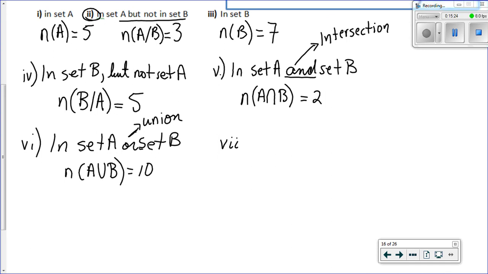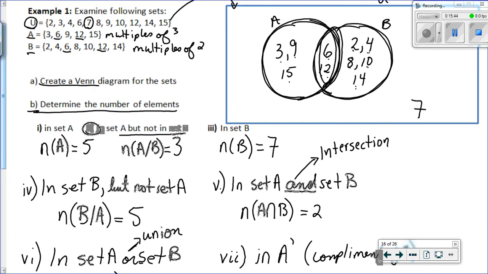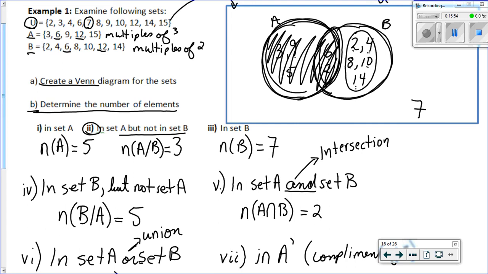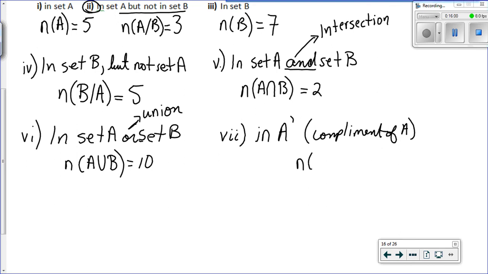Number 7 is the number of elements in A apostrophe. Remember, this means the complement of A. So if I look back at that diagram, it means I start by covering up all of A. So if I covered this all up, what do I have in the complement of A? Well, I have these 5 items here, and I have this 7. So the number of elements in the complement of A would be those 5 that were in just B plus the 7, so that makes a total of 6 there.